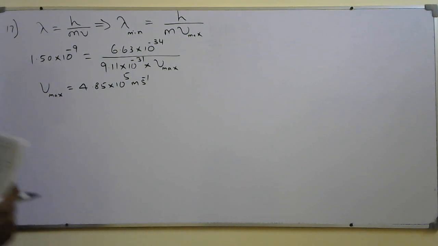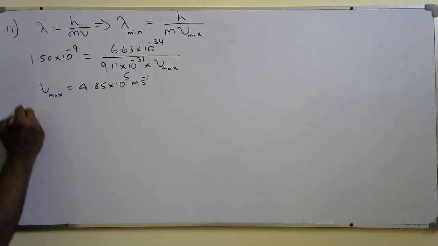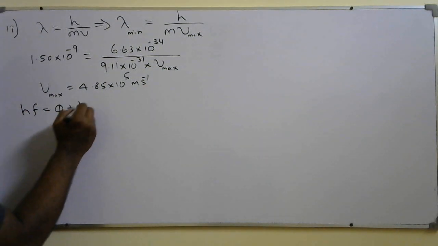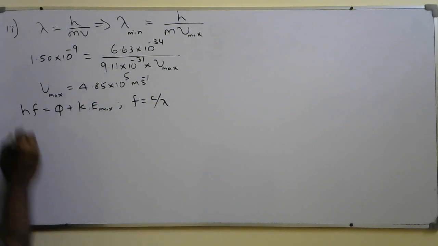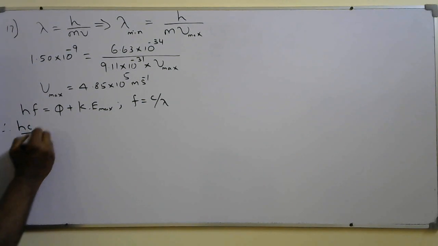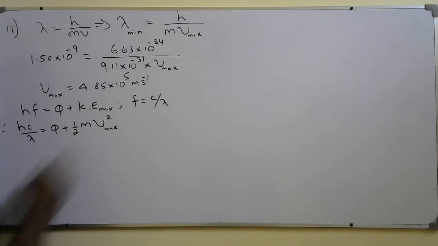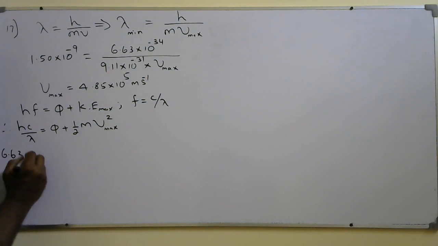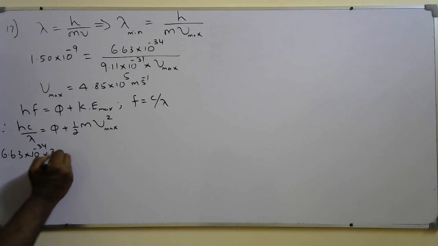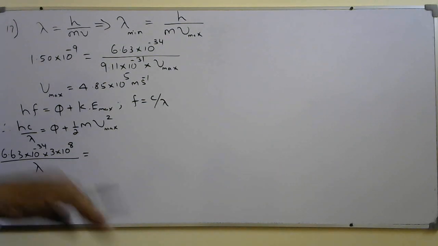Right, so we'll use Einstein's photoelectric equation. hf equals phi plus KE max. But we know that frequency equals c over lambda. Therefore, hc over lambda equals phi plus half m V max squared. We need to find the work function. We need to find the wavelength, lambda. So here 6.63 times 10 to the power minus 34, 3 times 10 to the power 8 over lambda, the wavelength of the radiation falling on the metal.